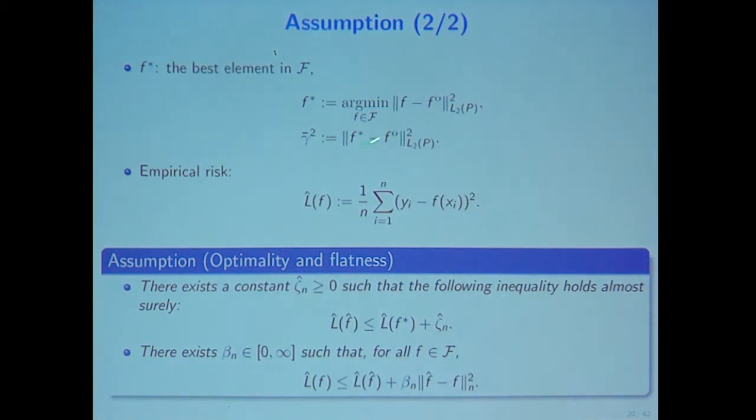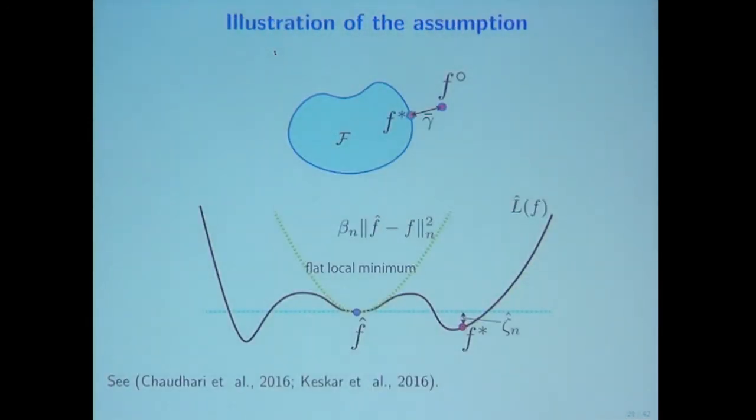Okay, so here, f star is the closest point to the true function in the model F. The distance between f star and f0 is given by gamma bar. Using this notation, we assume something here, but this is more intuitive. Here we assume that around the trained network f hat, the empirical risk is somehow flat. That means that the empirical risk is bounded by a quadratic function with respect to f hat minus f. We also assume that the empirical risk of f hat is not so large. Compared with f star, the gap between f hat and f star is up to theta hat n almost surely.